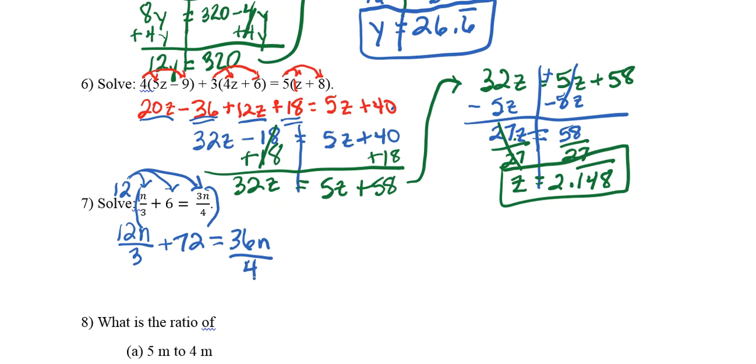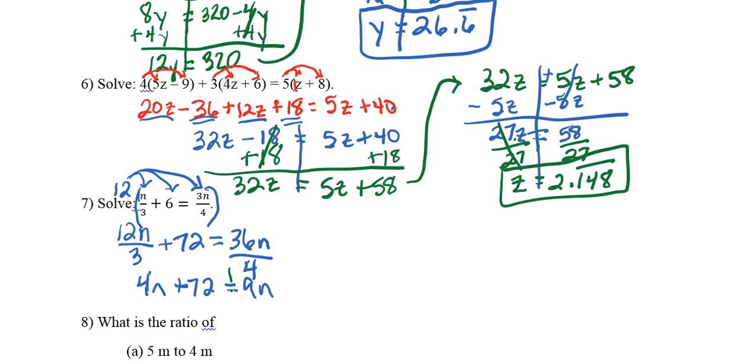Now, you're like, well, they haven't gone away yet, but they will in just a second. Take your top and divide it by your bottom. So 12 divided by 3 is 4. So I have 4n plus 72. 36 divided by 4 is 9. So see, I don't have any denominators anymore, and it's much easier to deal with.